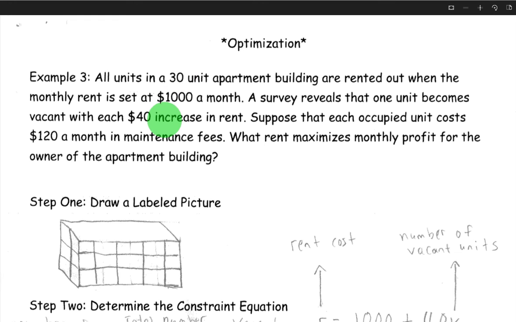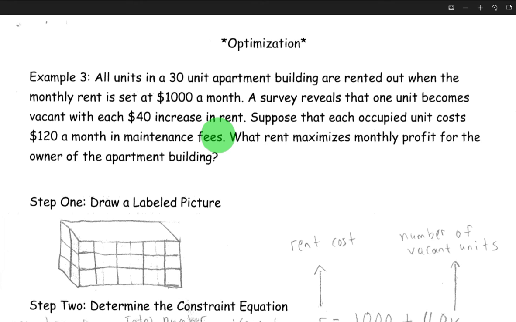Now, if you increase another $40, so $1,080, you would now have 28 people. You'd lose somebody else. They don't want to stay there if the rent keeps going up. People are going to leave. They don't want to pay so much. Suppose that each occupied unit costs $120 a month in maintenance fees.